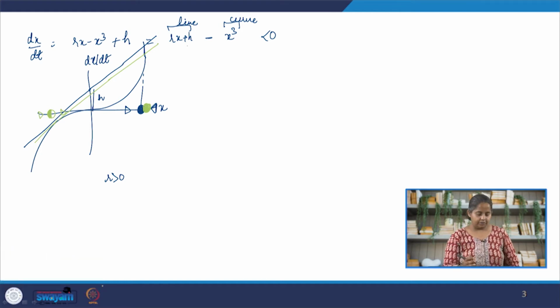Now as I reduce the h further, there will come a time very soon now where the line will intersect the curve in 3 places. So now we have 3 fixed points.